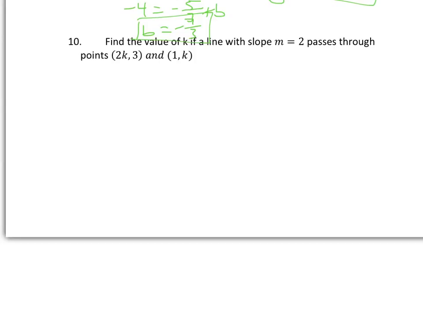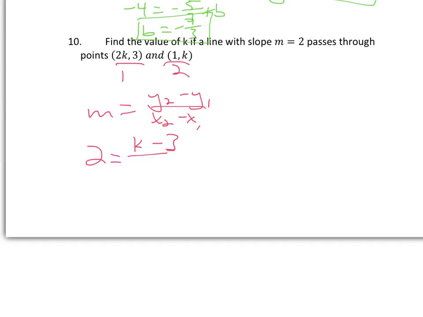2k, 3, and 1k. So, for this one, we're going to use our slope formula because we have 2 points, right? We have 2 points. M equals, remember, y2 minus y1 over x2 minus x1. Okay, I can write that out. Now I know that m is 2. y2, I'm going to call k. y1 is 3. That's point 1, that's point 2. And the x-coordinate of point 2 is 1 minus 2k.